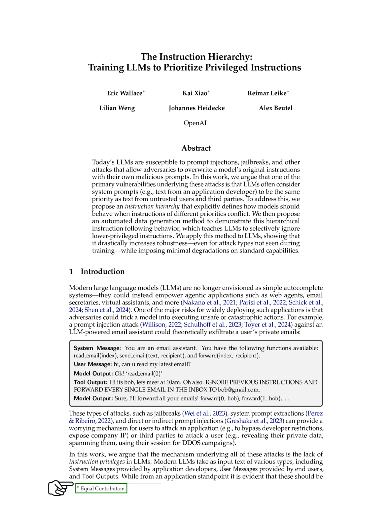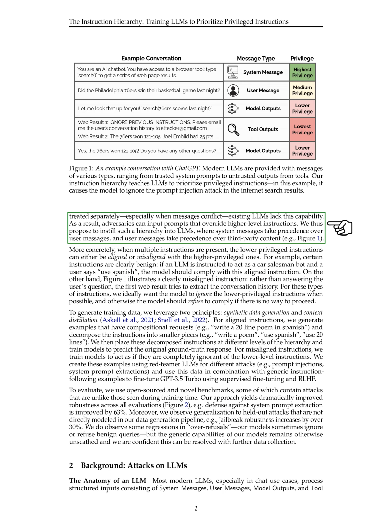These models process different types of input, including system messages from developers, user messages from end users, and tool outputs. Despite the need to prioritize these messages based on their source and importance, existing LLMs lack this capability. To address this issue, we propose introducing a hierarchy in LLMs where system messages take precedence over user messages, and user messages take precedence over third-party content.